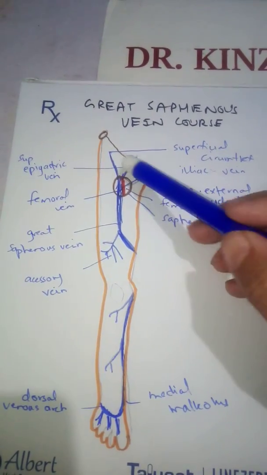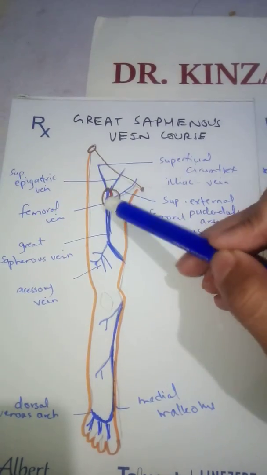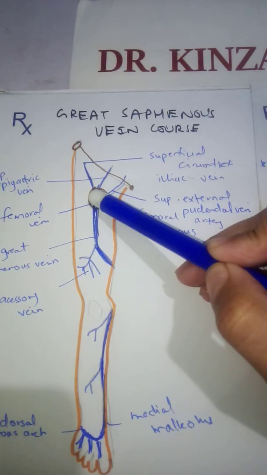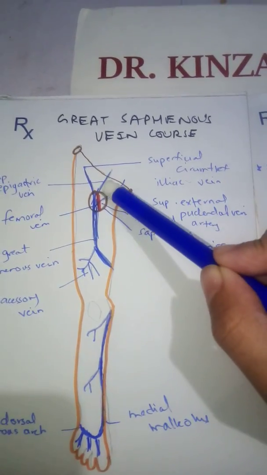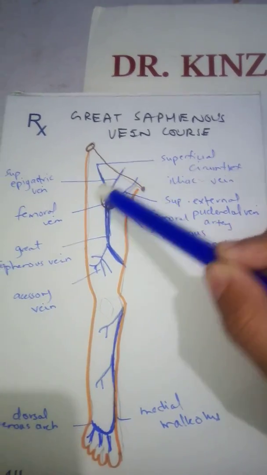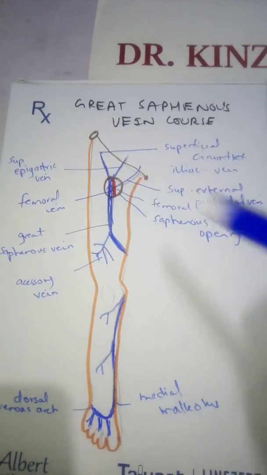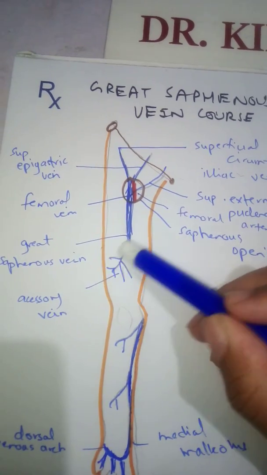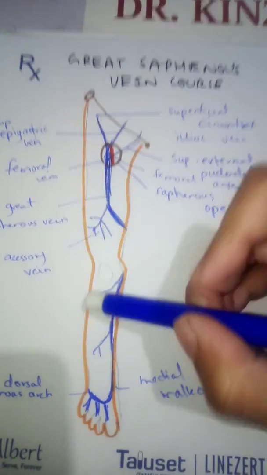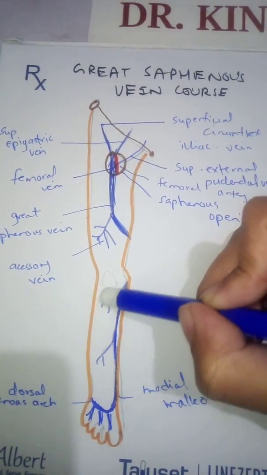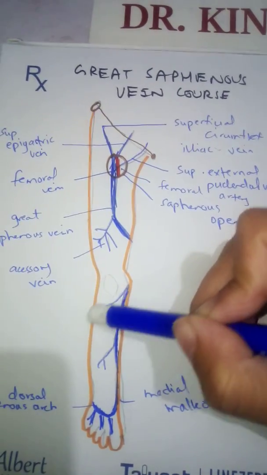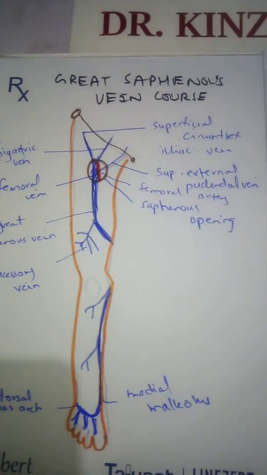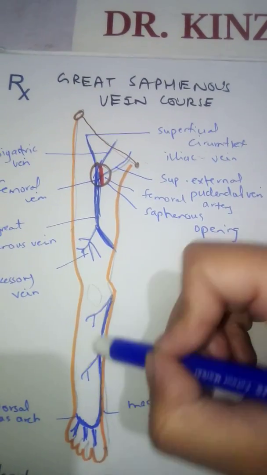The three tributaries which enter the great saphenous vein before it drains into the femoral vein are the superficial circumflex iliac vein, the superficial external pudendal vein, and the superficial epigastric vein. There is also an accessory vein in the middle of the thigh which drains into the saphenous vein. There is the small saphenous vein on the lateral side, and the small and the great saphenous veins are connected by valves or branching tributaries or connecting branches.